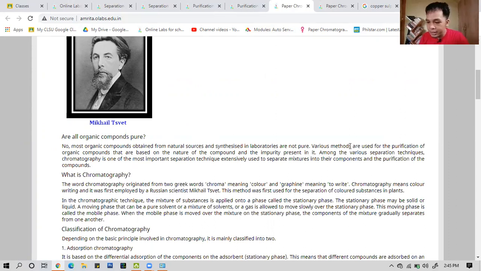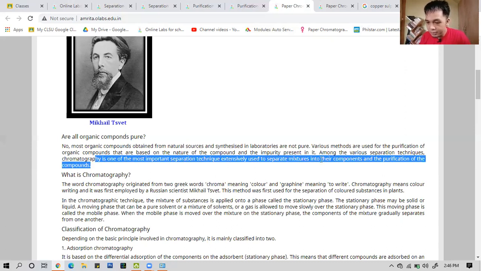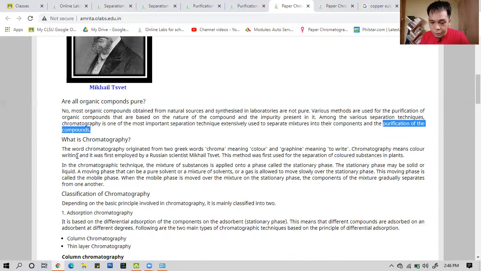So since hindi siya pure, kailangan mo ng various methods of purification of organic compounds based doon sa nature ng compound. And among those separation techniques, guys, is chromatography. Chromatography is one of the most important separation techniques used to separate a mixture into its individual components and for purification of the compounds. The word originated from two Greek words: chroma means color and graphein means write. So color writing, and it was first employed by Russian scientist Mikhail Tsvet.